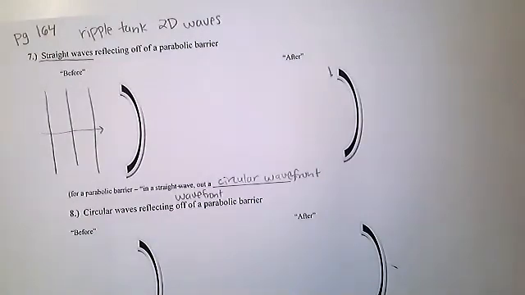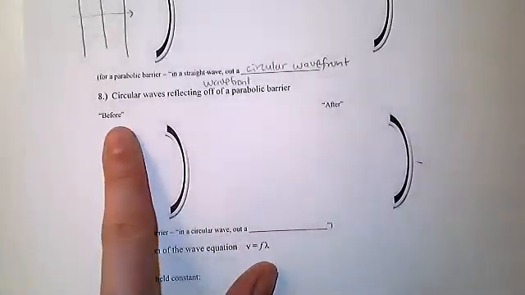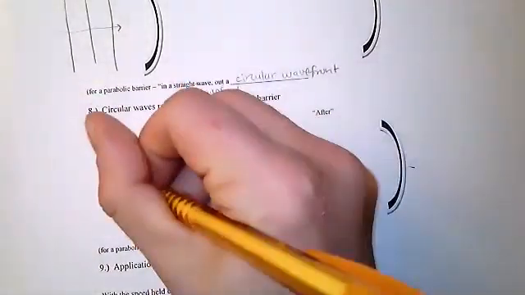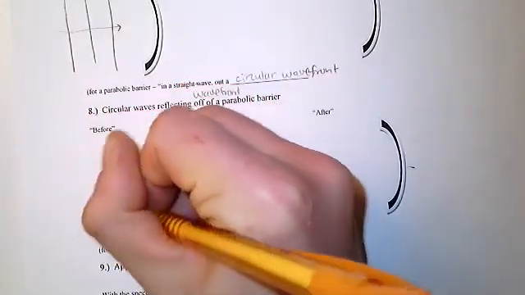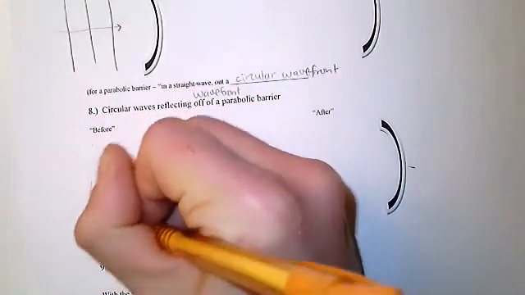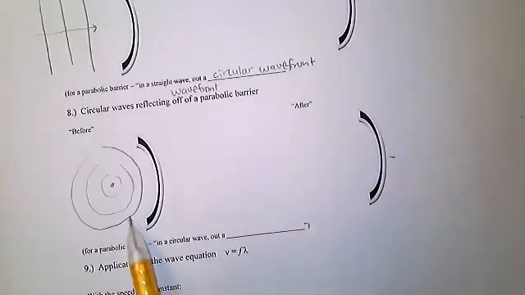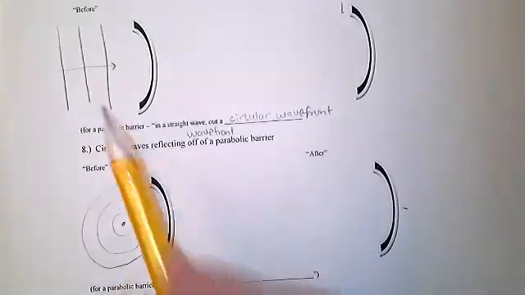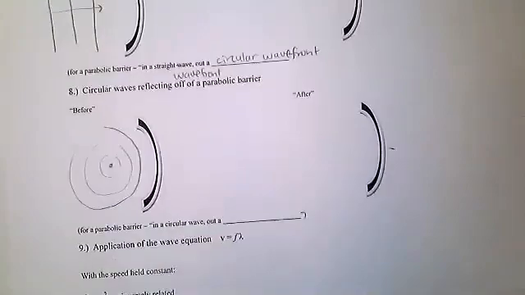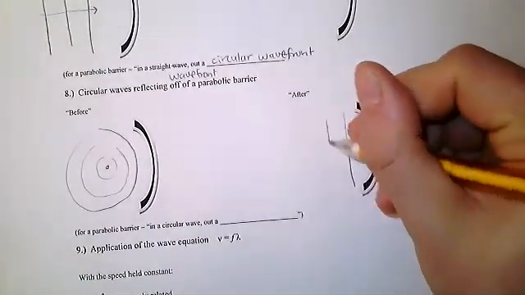So now let's think about circular waves reflecting off of a parabolic barrier. We're on part 8 now. So here's our before image. Again, if we have circular waves, we need a point source. And the question is, when it hits this barrier, are we going to get circular waves back out? Are we going to get these more linear wave fronts out? And the answer is we actually get linear wave fronts coming out.